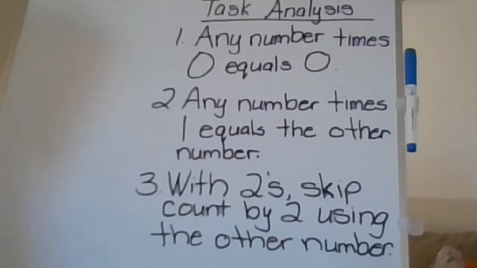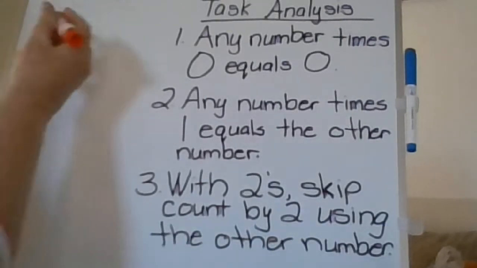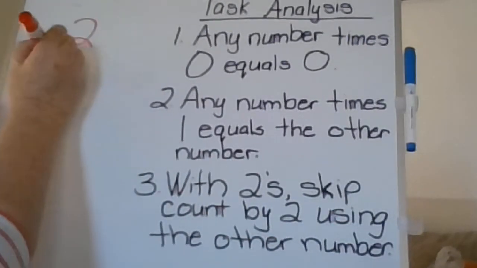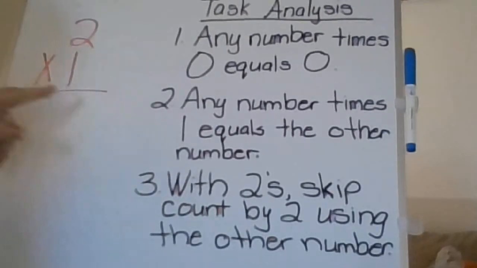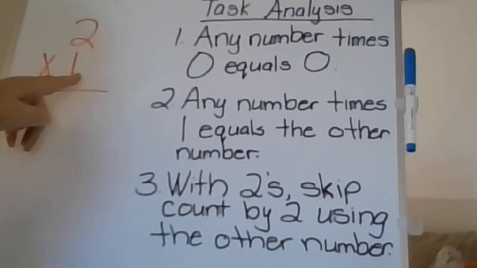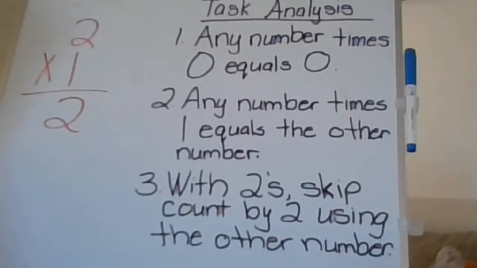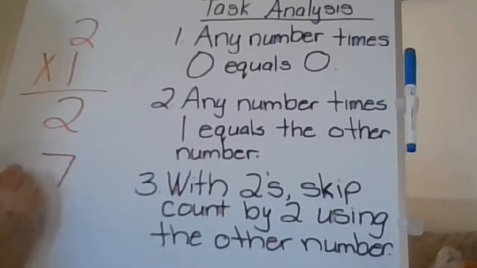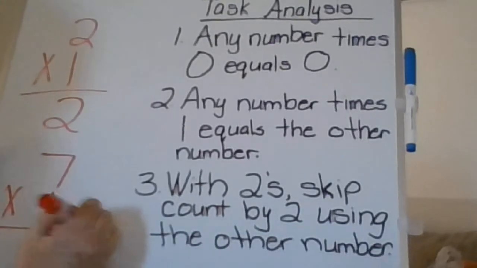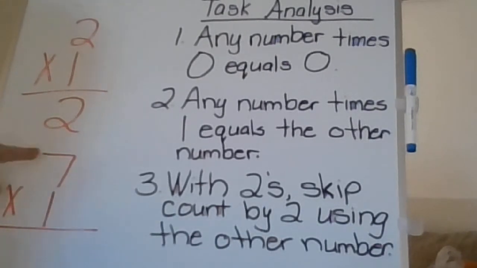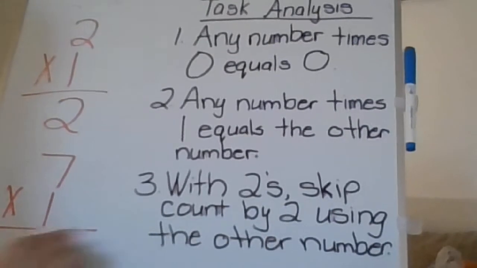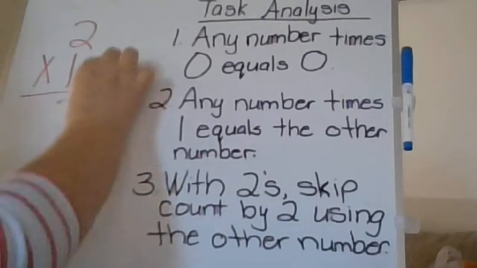Okay, step 2. Any number times 1 equals the other number. So if I do 2 times 1, because I have a 1 here, my answer is the other number. The answer is 2. If I have 7 times 1, because there's a 1, the answer will be the other number, which is 7. Good job. Not too hard here, is it?